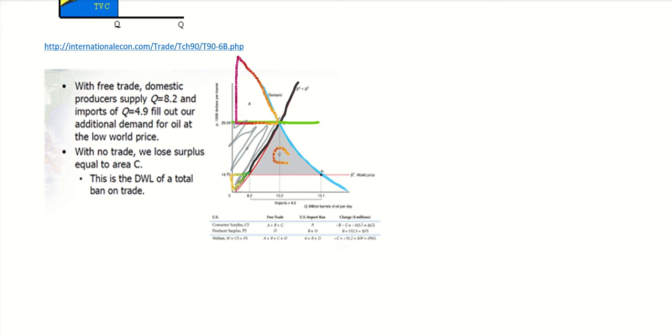This whole area is actually the area lost under this trade. So we actually call that deadweight loss. It is the benefits that no one is able to reap, neither the consumers, the producers, nor the government. So these areas are simply lost under the restrictions of the trade.